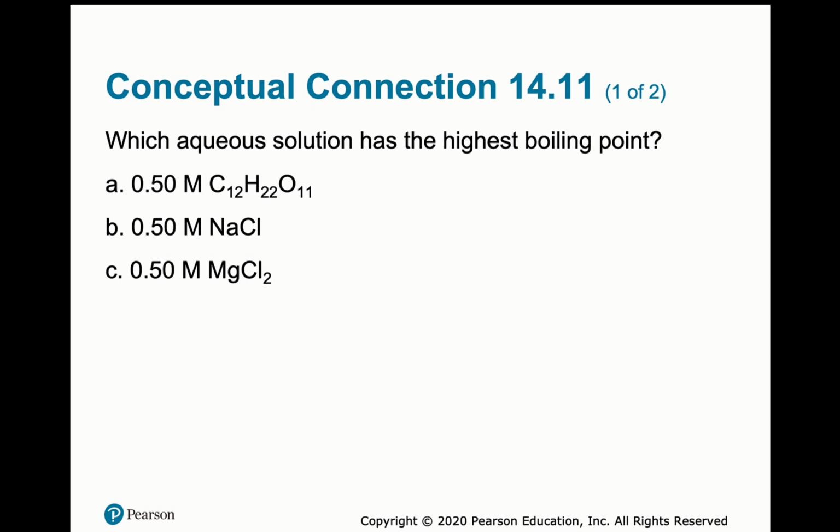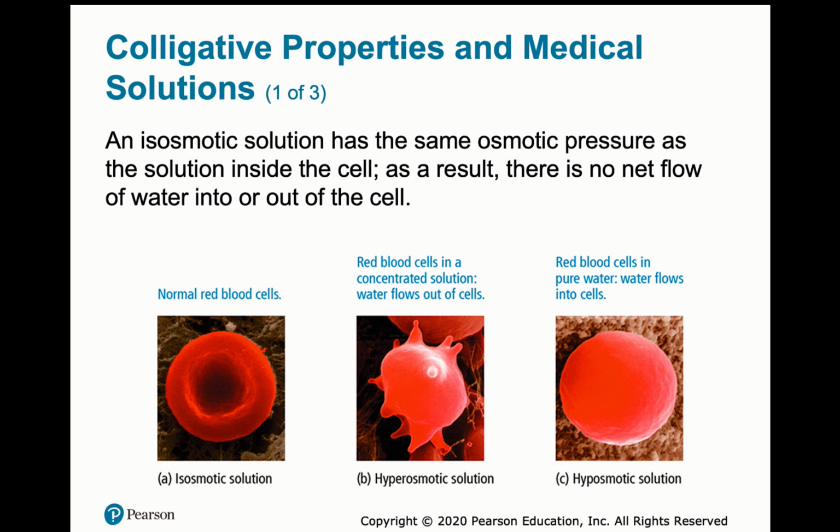So look at this. Which solution has the highest boiling point? They're all half molar. You have sucrose, which is one particle. You have sodium chloride, which is two particles. And you have magnesium chloride, that's three particles. Colligative properties, so it's the one with three particles.